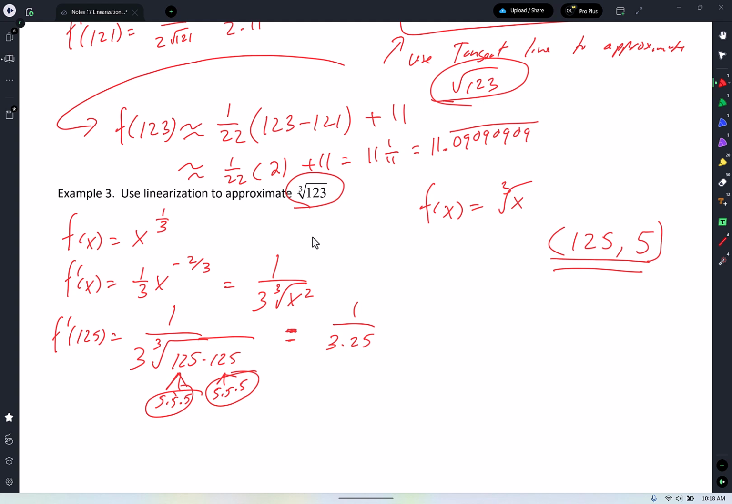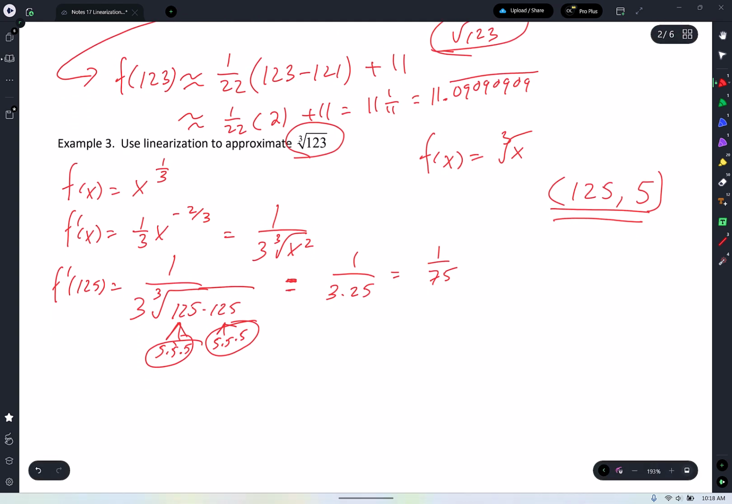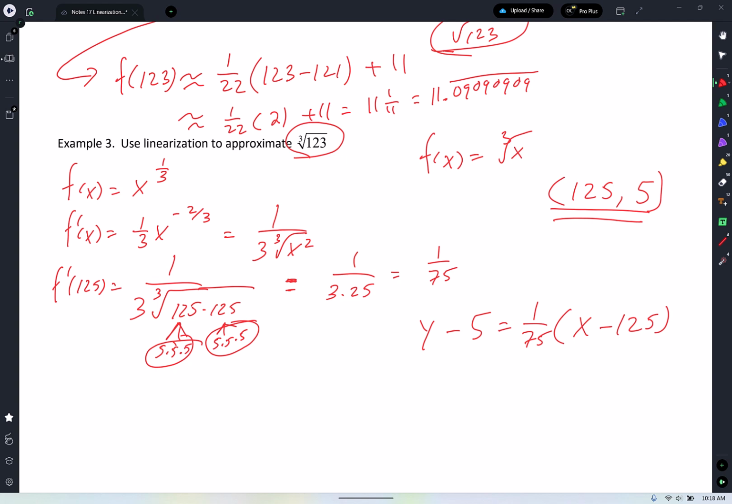Does that make sense, guys? Yay. Okay, that was the hard part. We're done. You're just going to plug in. So here's your tangent line. You're going to go y minus 5 equals 1 over 75, parenthesis, x minus 125. And I'm going to write, this is your tangent.